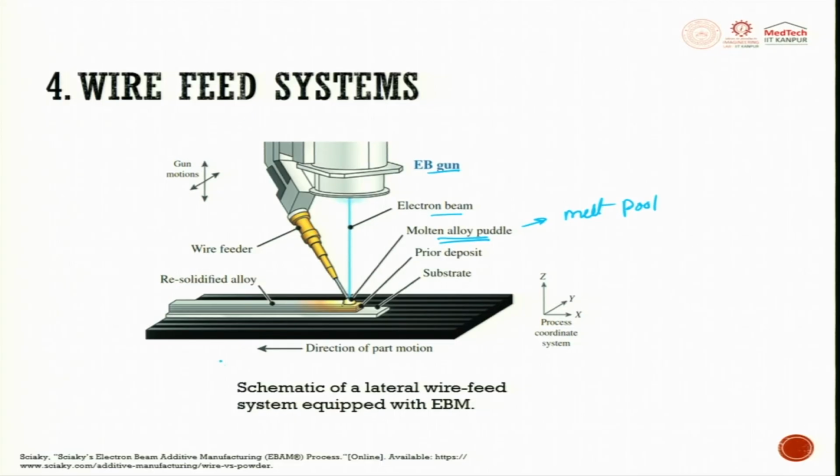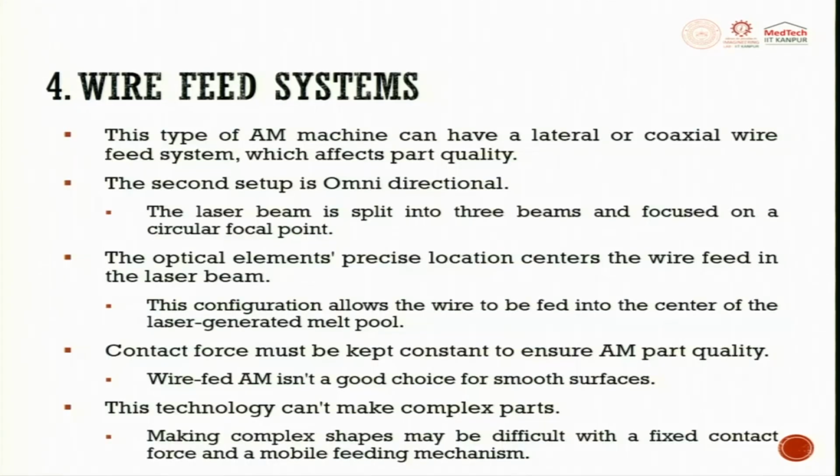So, this is the direction of the part. The gun can move up and down, x and y. So, it can move in the x direction, it can move in the z direction, or it can move in the y direction. So, this type of additive manufacturing, that means to say wire fed systems, can have lateral or coaxial wire feeding mechanism, just like your powder feeding, which can be lateral and coaxial.